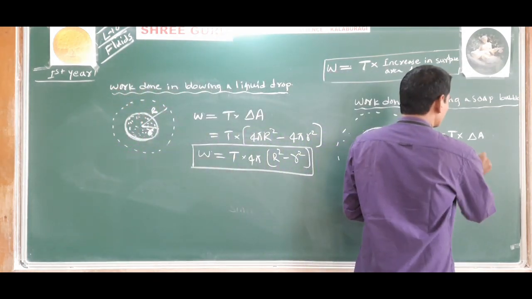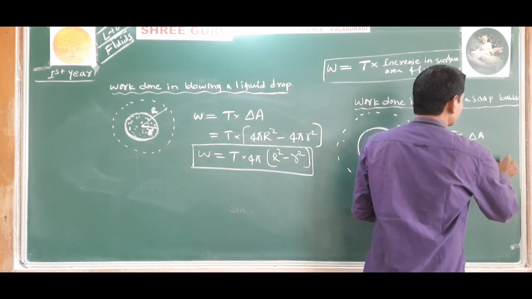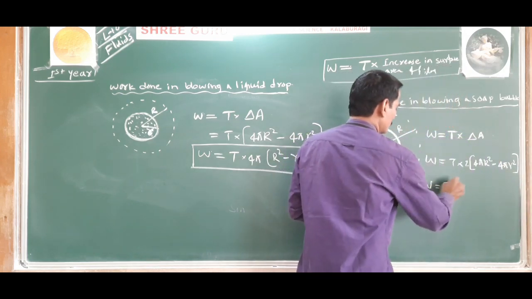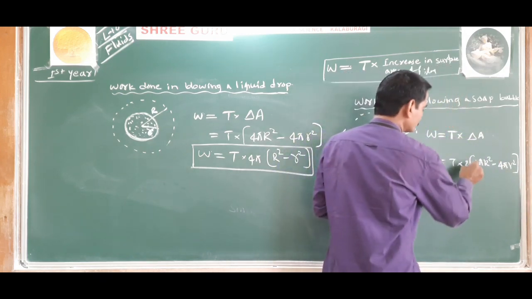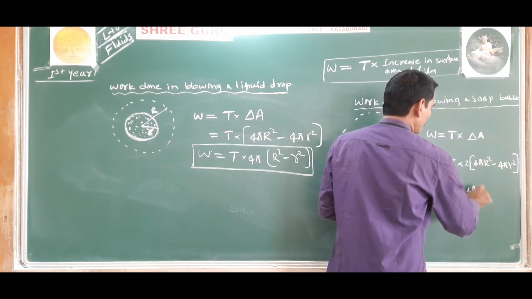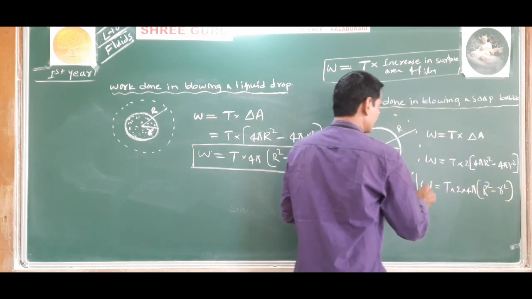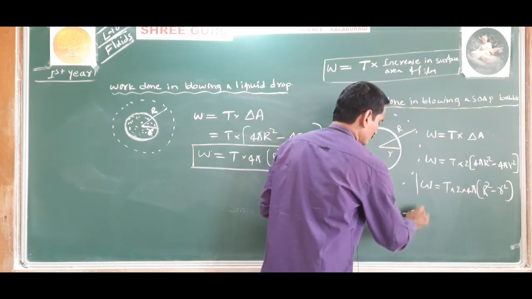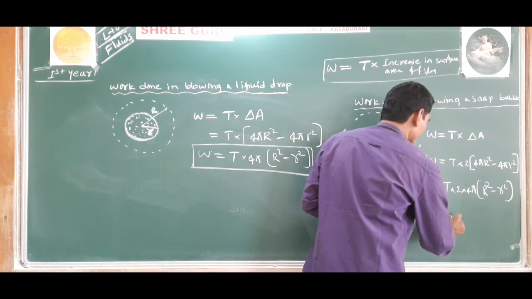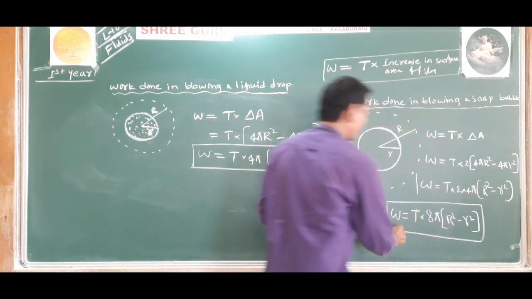So it is 2 into 4 pi r square minus 4 pi r square. Therefore we get W is equal to T into 2 into 4 pi taken common, that is 2 into 4 pi into R square minus small r square, and this is the formula. So W is equal to T into 8 pi R square minus r square. This is the work done in blowing the soap bubble.